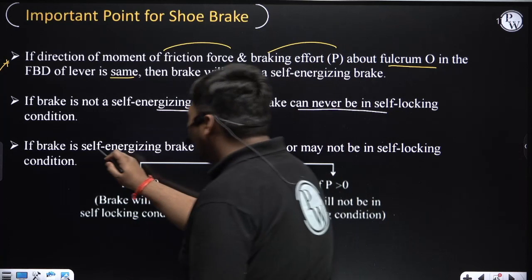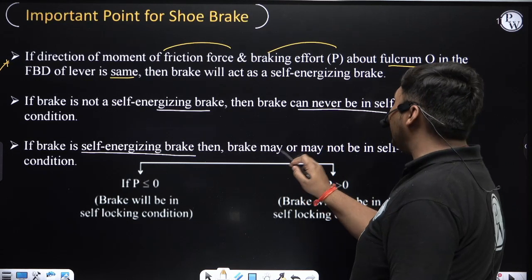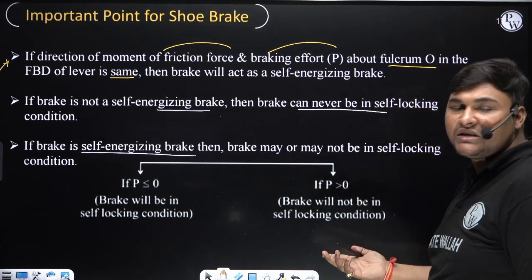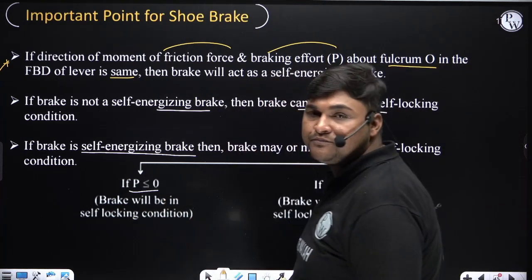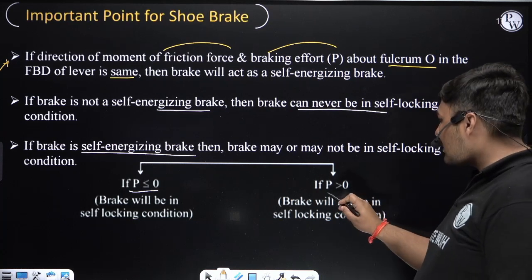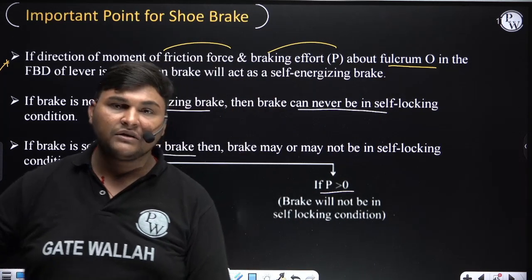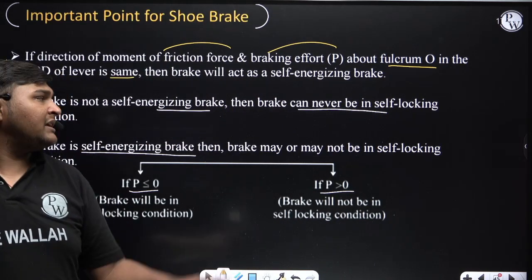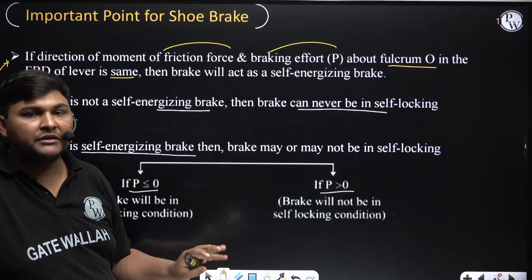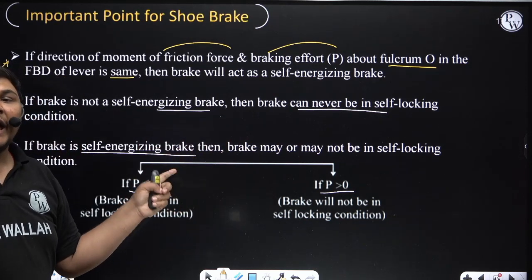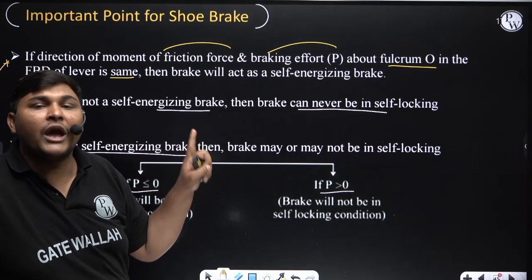But if the brake is a self-energizing brake, and we are talking about a shoe brake, then that brake may or may not be in self-locking condition. Both cases are possible. The brake will be in self-locking condition if P is less than or equal to 0, and the brake will not be in self-locking if P is greater than 0. So if the examiner is asking what is the condition to avoid self-locking, and the brake is not self-energizing, we say in that case the brake will never be in self-locking condition. But if the examiner is asking the condition under which the brake will not be in self-locking, that means the examiner is asking the condition to avoid self-locking.